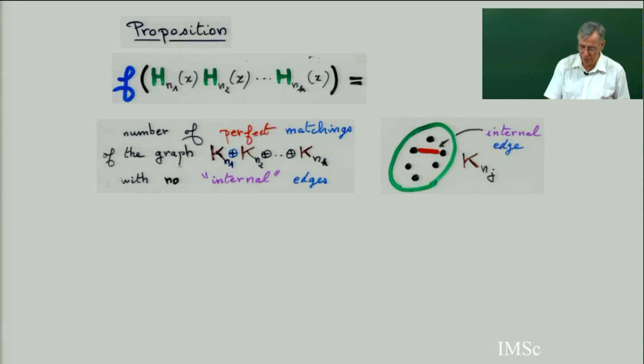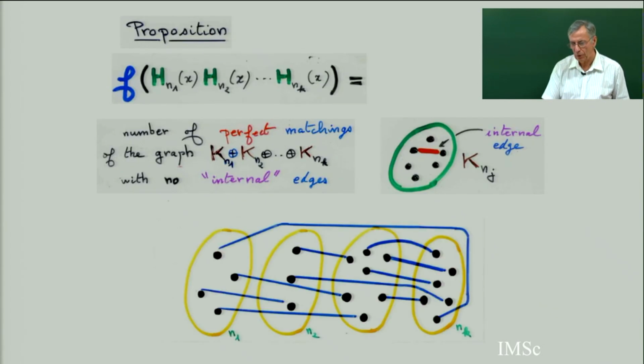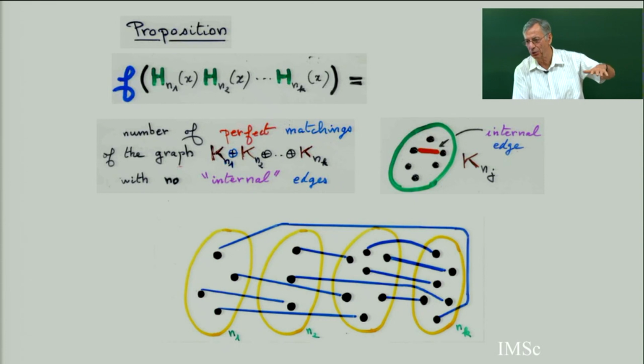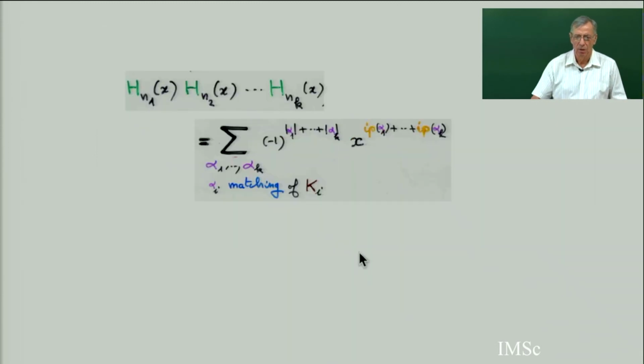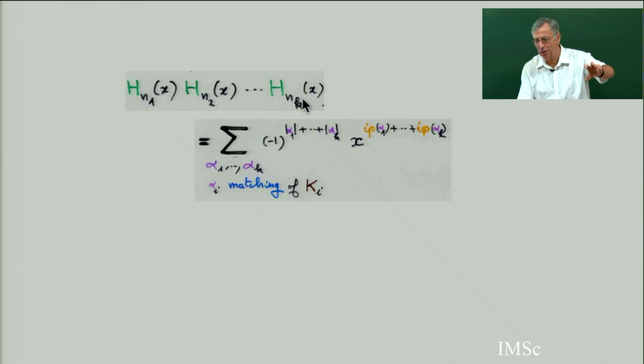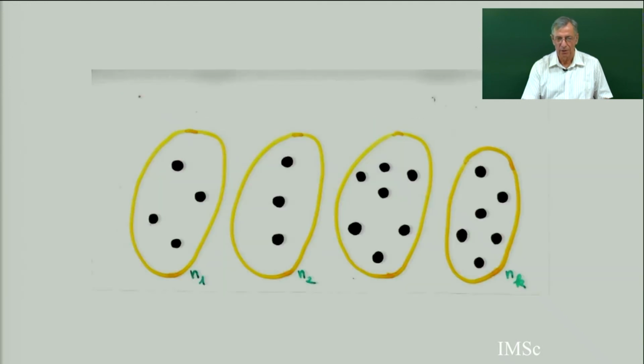So now I give a proof of the proposition, which is more general than to give the orthogonality. In fact, you get completely the linearization with as many Hermite polynomials as you want. So first step, take the product of all these Hermite polynomials. Each Hermite is a matching of a complete graph. So the product is something like this.